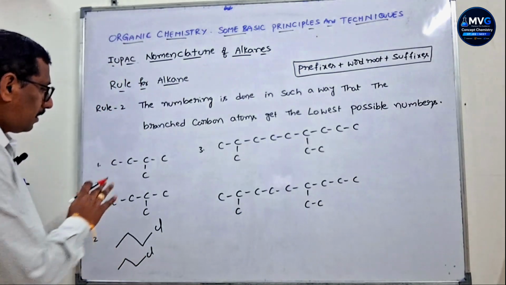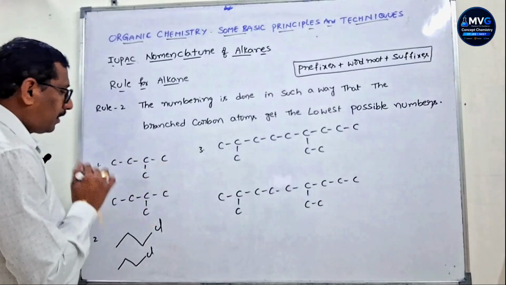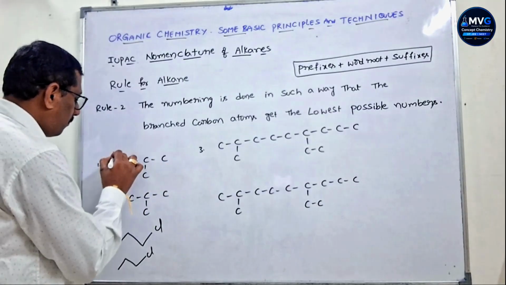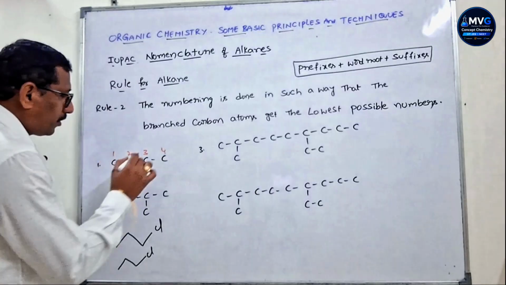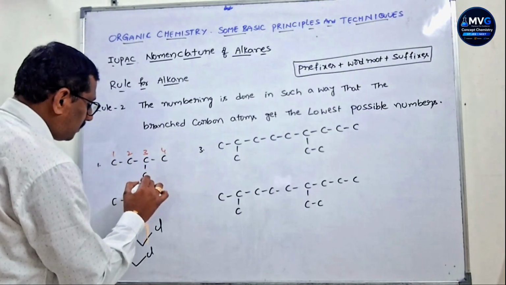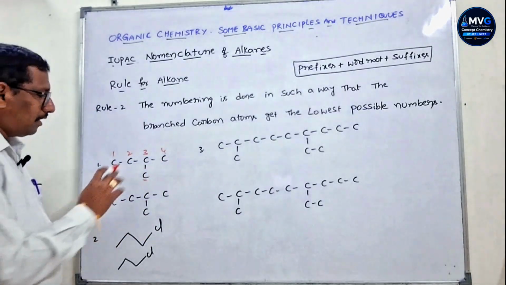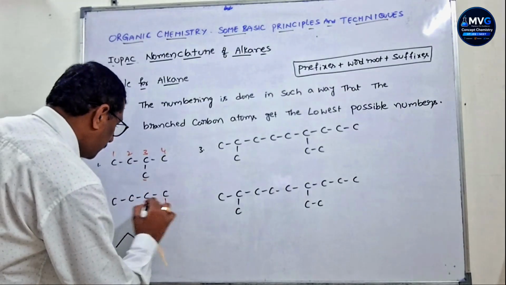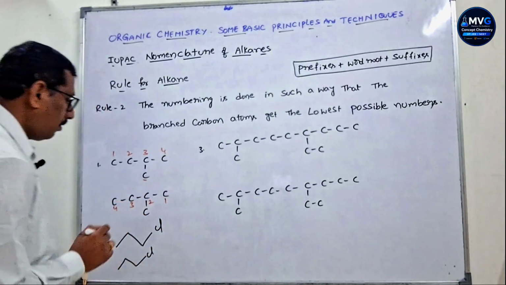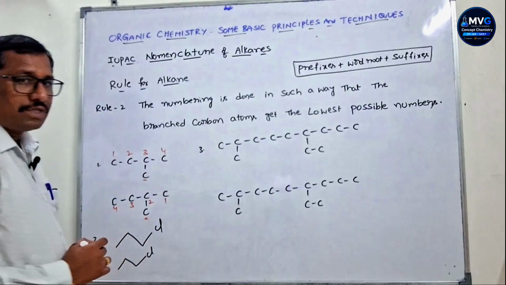Now, students, here we can give the numbering in this direction: 1, 2, 3, 4. Now here the substituent position, students. Substituent means this one which is not included in the carbon chain. Position 3 is there, students. The same way, if you give the numbering in this direction, 1, 2, 3, 4, now here it is getting the second position.